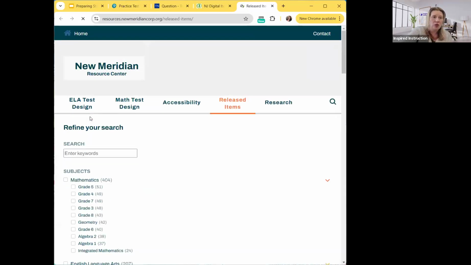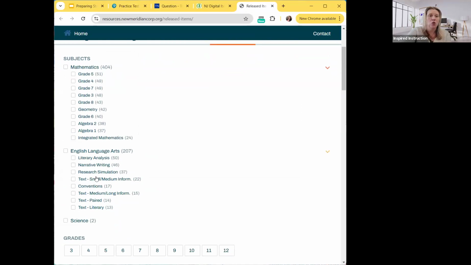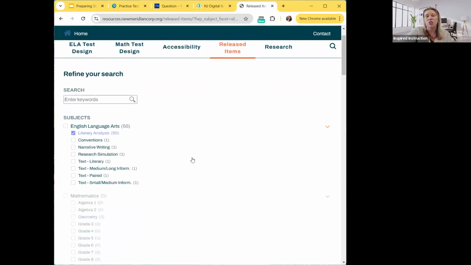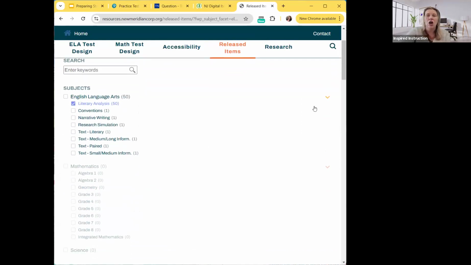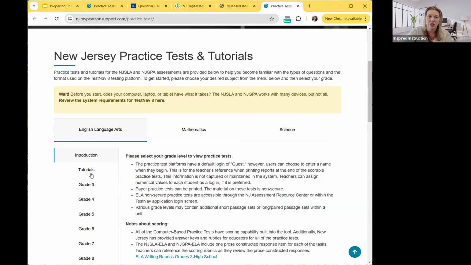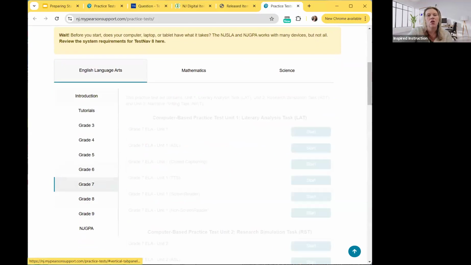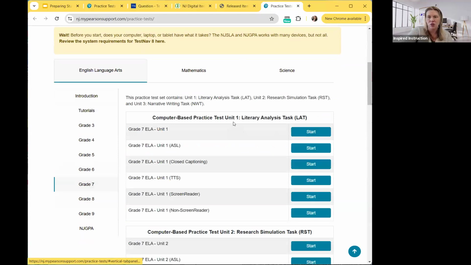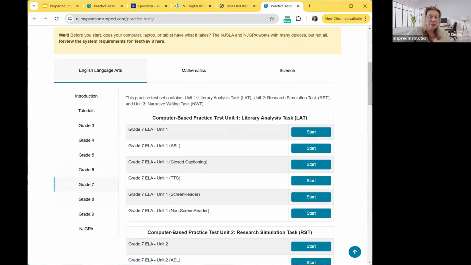You also have the New Meridian resources, which has actual released tests, also shows some student answers, shows rubrics, shows a variety of different things that you can use. The sample student responses are really great for centers. And then you have the page I was on before that has the tutorials. They also have full-on practice tests that you can use all or some of.